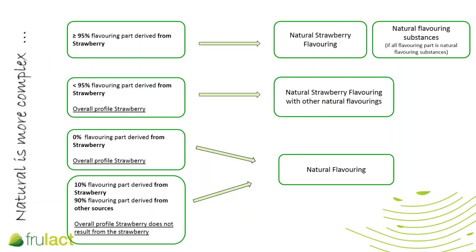Once again, the table, just to remind, to have a general idea. So again, when you have more than 95% of the flavoring part from strawberry, natural strawberry flavoring. If it is less than 95%, but the overall profile is still strawberry, we'll get natural strawberry flavoring with other natural flavorings. And if we don't have in the flavoring part any natural substance from strawberry, or if the overall profile strawberry does not result from the strawberry itself, we have natural flavorings.